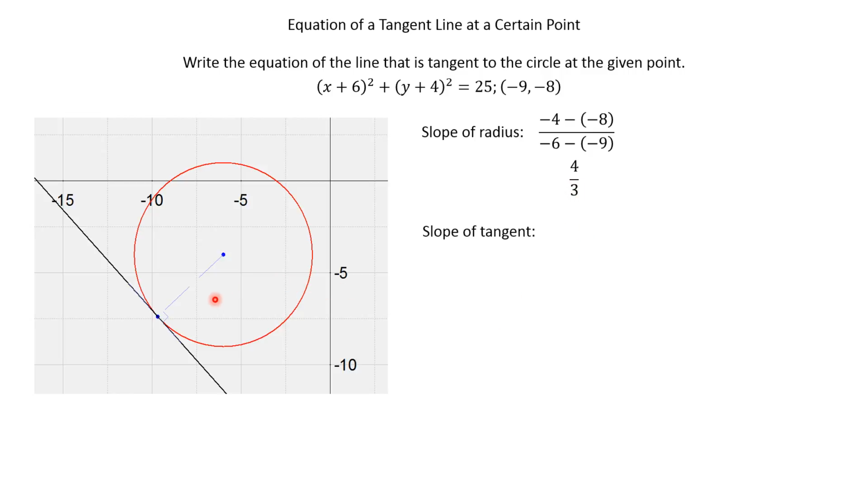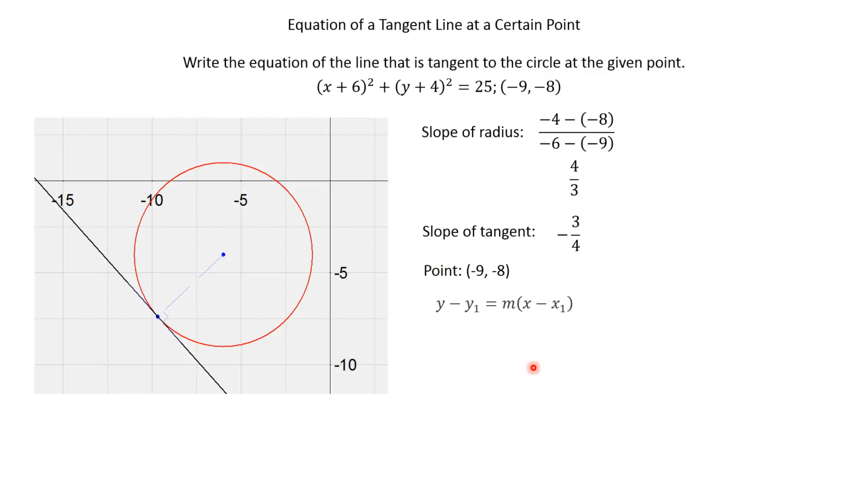Well, if the tangent line is perpendicular to the radius, what do we know about the slope of the tangent? Perpendicular slopes are opposite reciprocals. So since this is 4/3, the slope of the tangent will be -3/4. We make it negative, and we flip the fraction. So now we have a slope, and we have a point. We can find the equation of the line. I recommend using point-slope form.